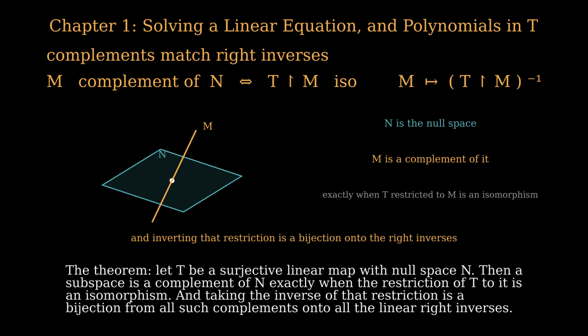The theorem: let T be a surjective linear map with null space N. Then a subspace is a complement of N exactly when the restriction of T to it is an isomorphism. And taking the inverse of that restriction is a bijection from all such complements onto all the linear right inverses.